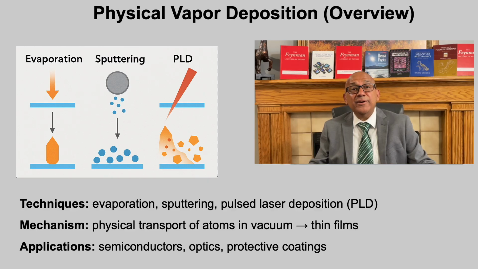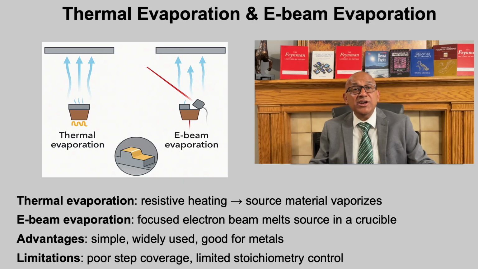Among physical vapor deposition methods, thermal evaporation is the simplest and most widely used. In this technique, the source material is heated resistively in a crucible until it vaporizes, and the vapor then condenses on the substrate to form a thin film. A more advanced variant is electron beam evaporation, or E-beam evaporation, where a focused high-energy electron beam is used to melt and vaporize the source material. This allows evaporation of materials with much higher melting points and provides better control.